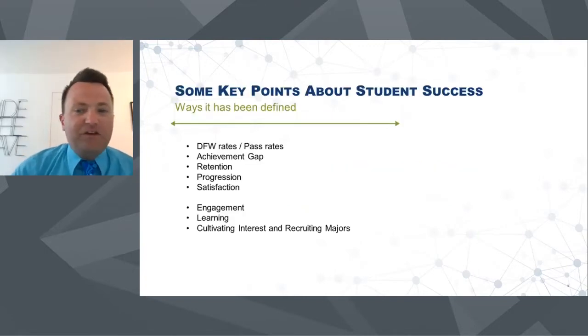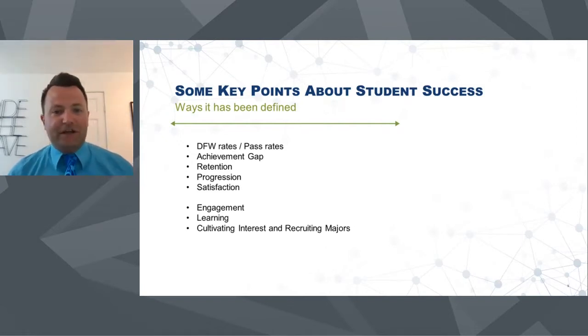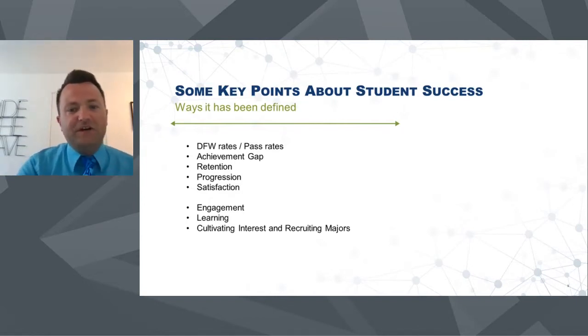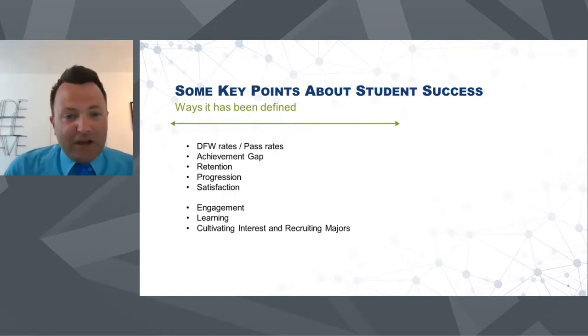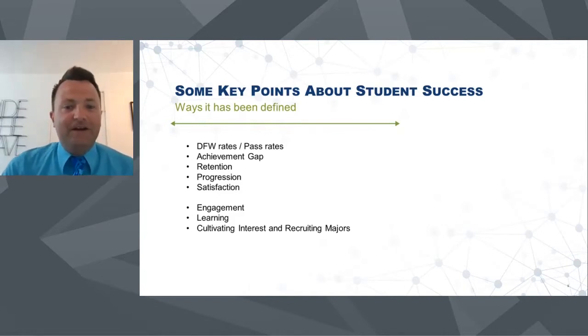So some things that we talked about with student success, we pointed out DFW rates, pass rates. I'm not sure I saw anybody mention the achievement gap, but we want to make sure students of different backgrounds, different ethnicities, different socioeconomic status, different Pell eligibility, we want to make sure that they're all performing the same and have the same opportunity. Retention, not just retention of the material, but retention of the students. And then progression. Are they achieving additional credits for graduation?